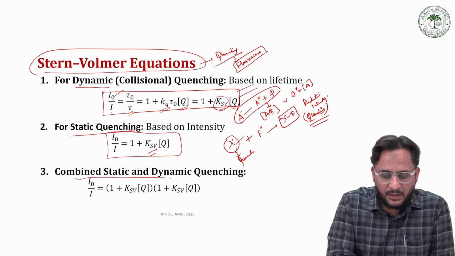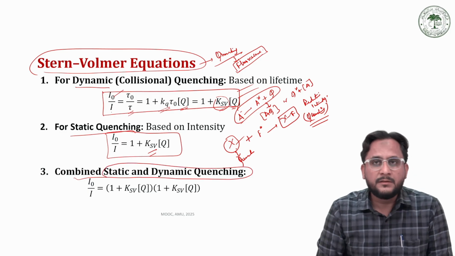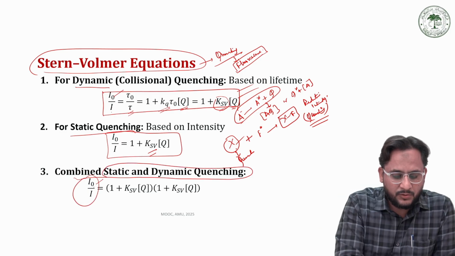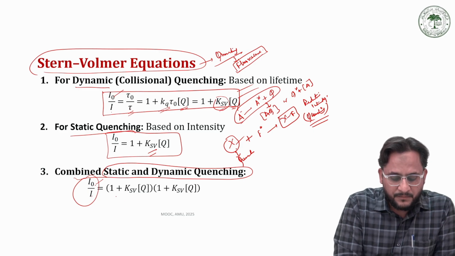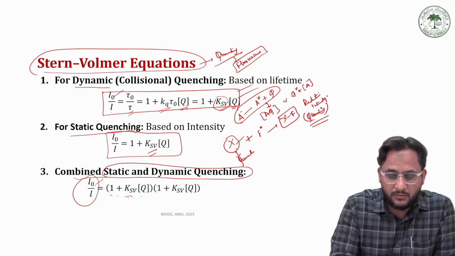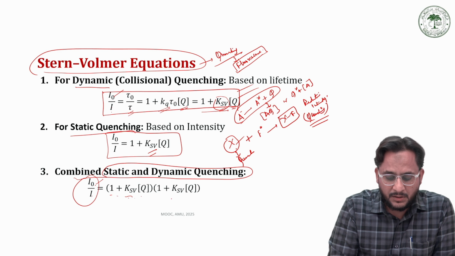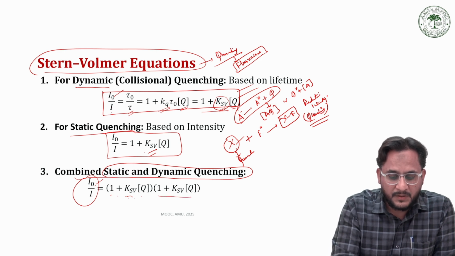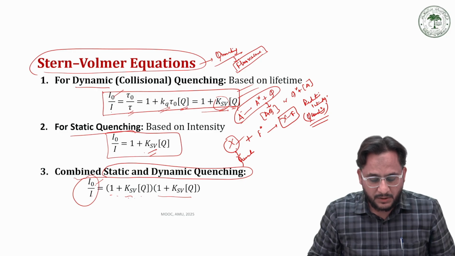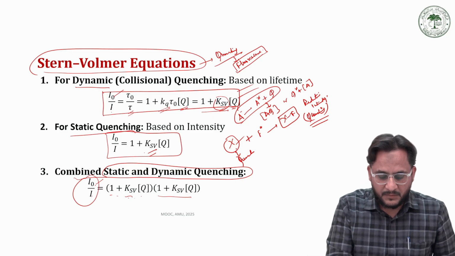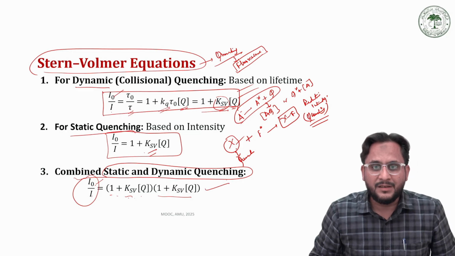Then sometimes we have static as well as dynamic quenching. In that case, the intensity ratio I naught upon I, the intensity in absence of quencher to the intensity in presence of quencher, is equal to 1 plus KSV Q, the Stern-Volmer constant times Q. That comes from dynamic quenching. Again we have 1 plus KS Q, which comes from static quenching, since both are taking place simultaneously. This causes deviation from the linear relation.